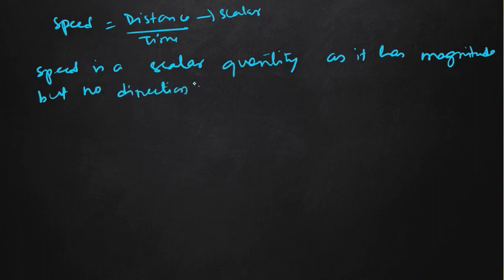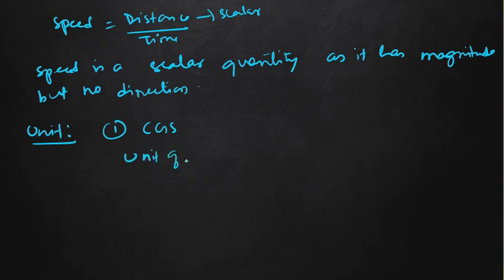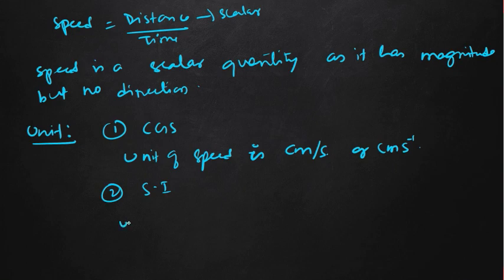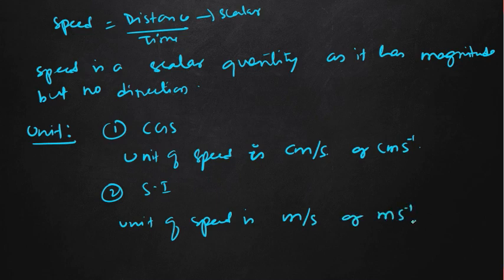Now if we see the units, next we will see the unit of speed. The first one is in the CGS system. In the CGS system, the unit of speed is centimeter per second, or you can write cm s to the power minus 1, where s is the second and cm is the centimeter. And in the SI system, the unit of speed is meter per second, or you can write m s to the power minus 1.